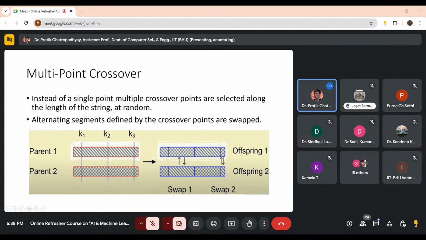You can understand from the diagram, for offspring 1, this small part comes from parent 1, then this part from parent 2, this part from parent 1, and this small part from parent 2. Similarly, for offspring 2, the reverse thing happens. This technique reduces the positional bias to a certain extent.